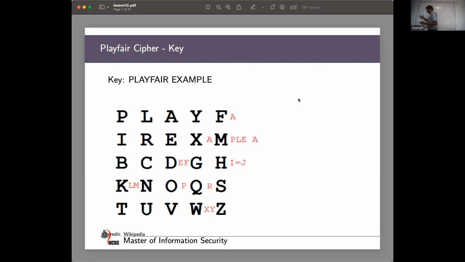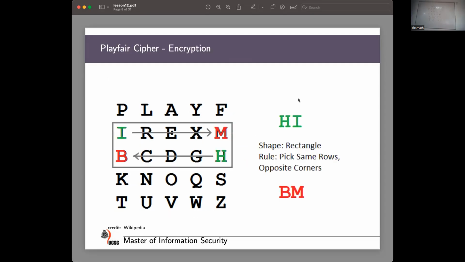Then we use the key and a bunch of rules. First you take 2 letters at a time. These 2 letters are called bigrams. We take a bigram and code it into another bigram. So if you take HI, I is over here, H is over here. They are in 2 different corners of a rectangle. Instead of these 2 corners, we use the other 2 corners, P and M. For decryption, if you get these 2 corners, we know that the original text is I and H. So this is one rule.